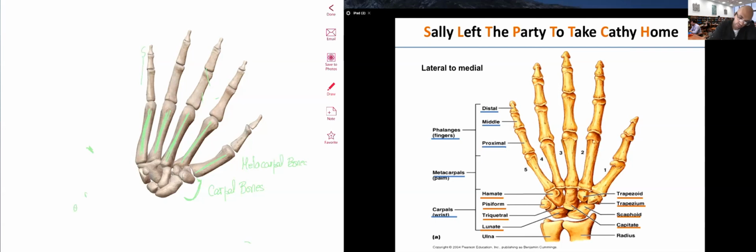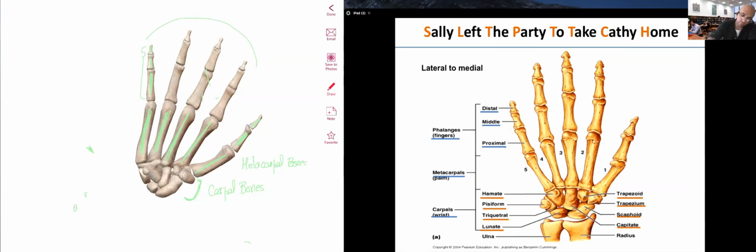And I have the phalanges. I have proximal phalanx, middle phalanx, and distal phalanx. This will be applied to all the medial four fingers. But for the thumb, I don't have a middle phalanx. I have only a proximal phalanx and the distal phalanx.